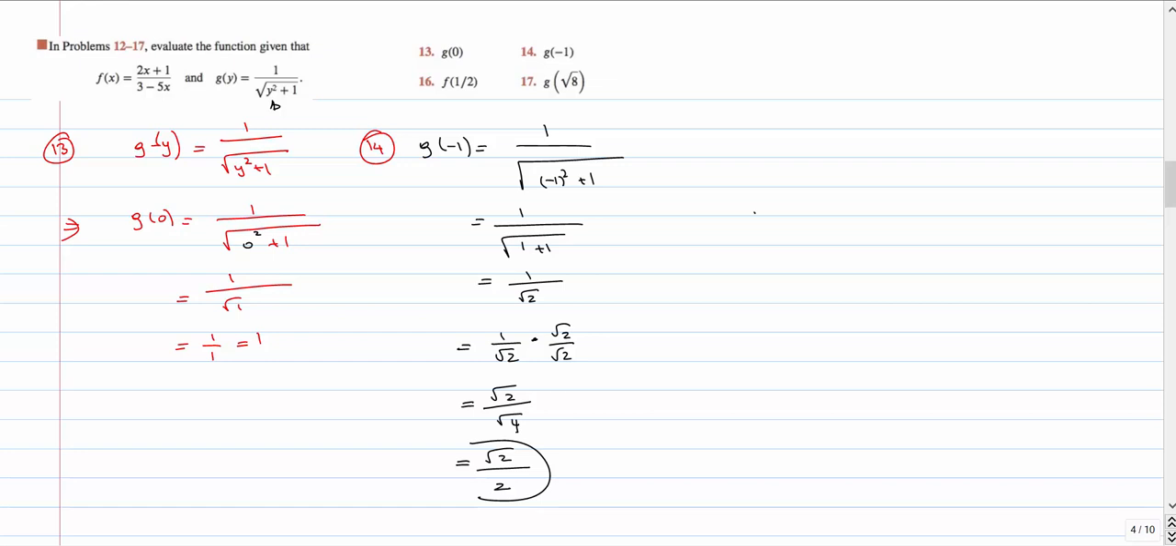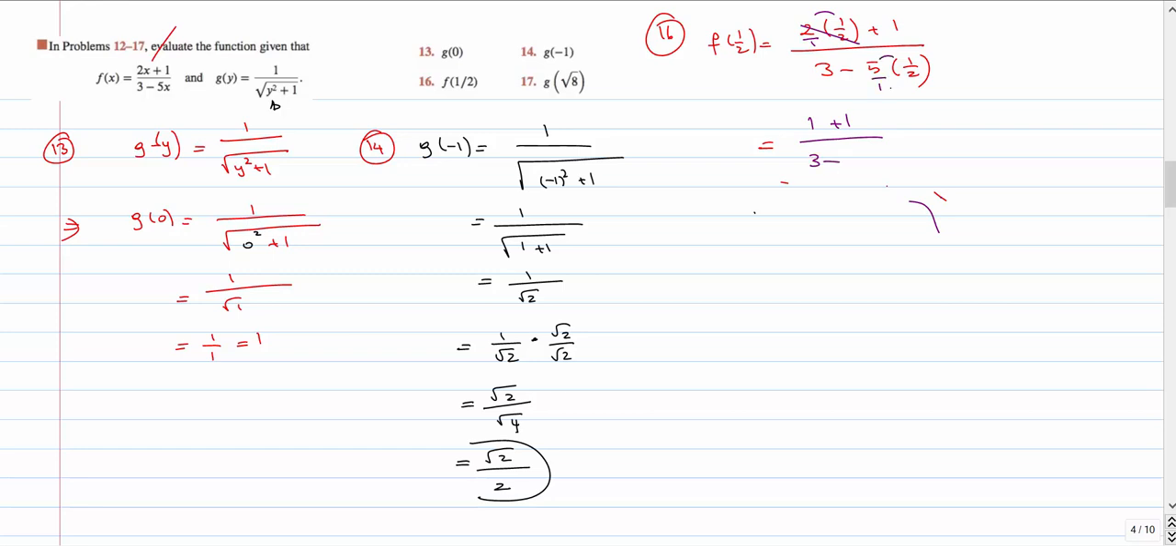If I look at 16, f of 1/2, I'm using this function now, so 2 times 1/2 plus 1, 3 minus 5 times 1/2. In the first one, as if I have my invisible 1, to simplify, I end up here: 1 plus 1. So 3 minus, this is over 1, direct multiplication is 5/2.